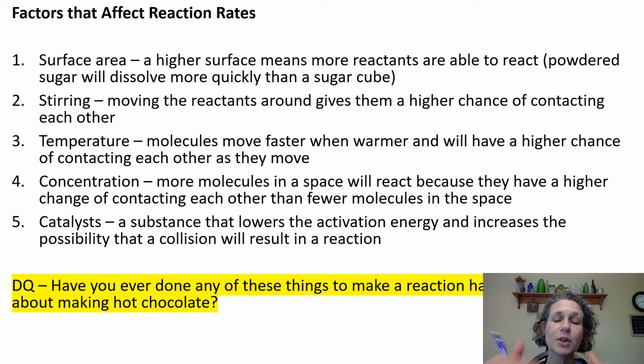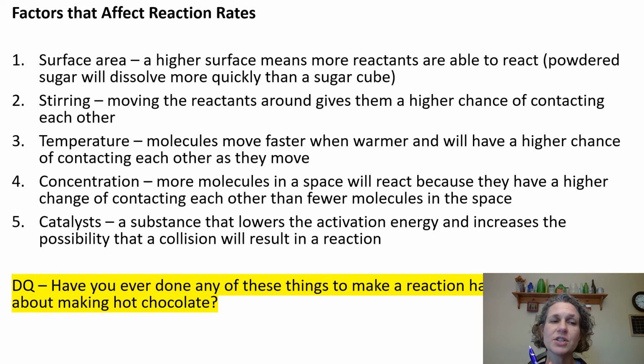Stirring. So if I'm physically moving the reactants around, it gives them a higher chance of contacting each other, of that collision. And then also if you're moving them faster, then they have more energy built up. Temperature goes to motion in terms of the molecules. They're moving faster when they're warmer, so they're going to have a higher chance of contacting each other, more movement, but again, enough energy, enough speed when they actually come in contact to react.